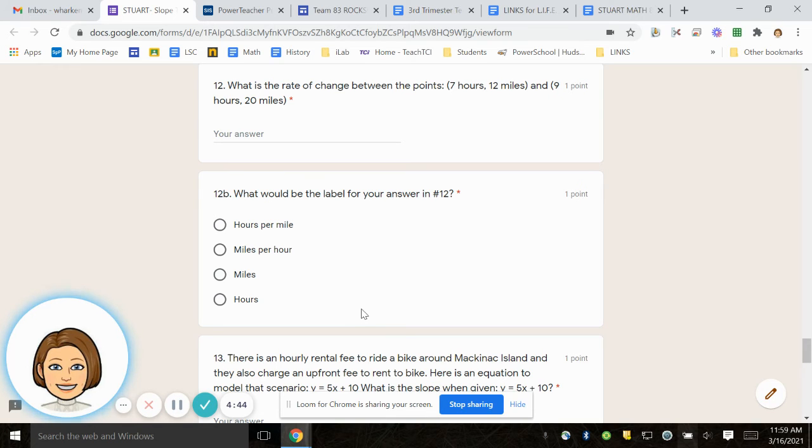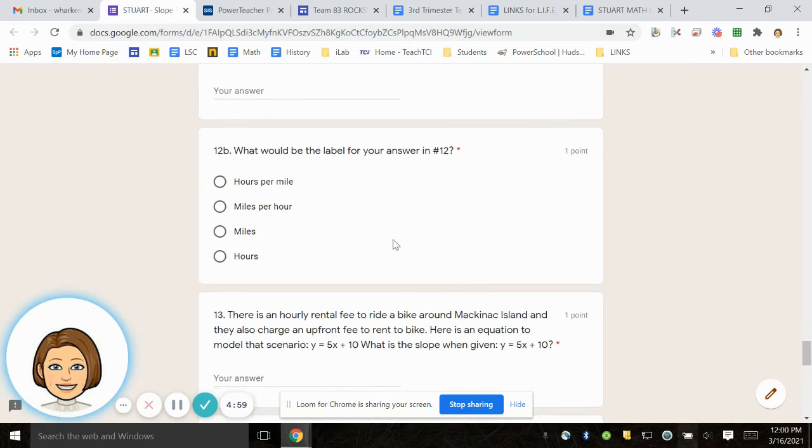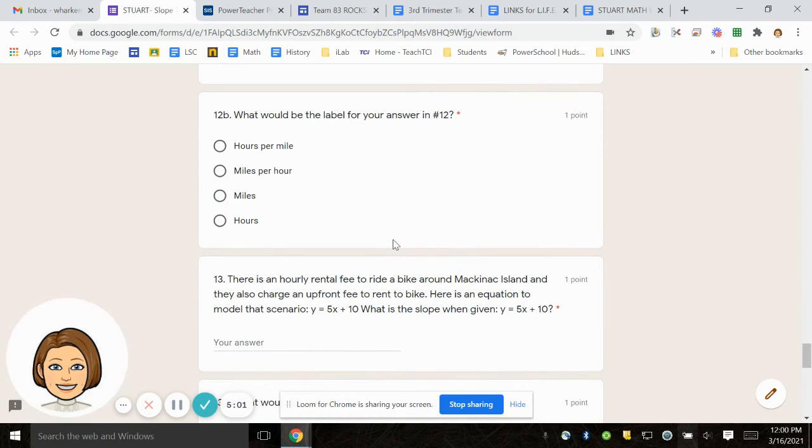Number 12, what is the rate of change between the points 7 hours, 12 miles, and 9 hours, 20 miles? So again, just put a number down for number 12. Number 12b is where you're going to write the label. Is it hours per mile, miles per hour, miles, or hours?